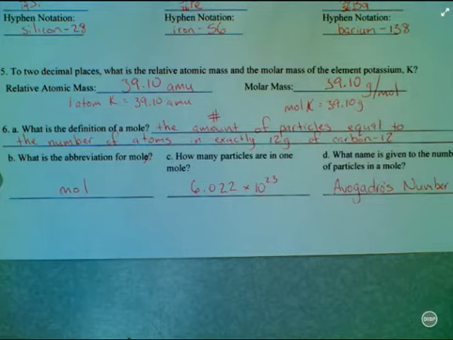But it's named in honor of a scientist, Amadeo Avogadro, because he did a lot of this work. And so this number, when it was eventually determined, was named in honor of him.